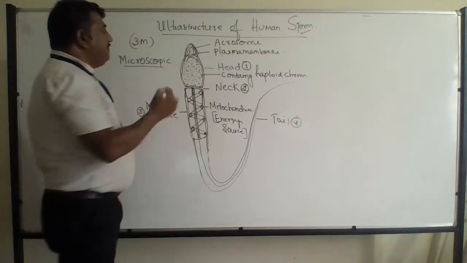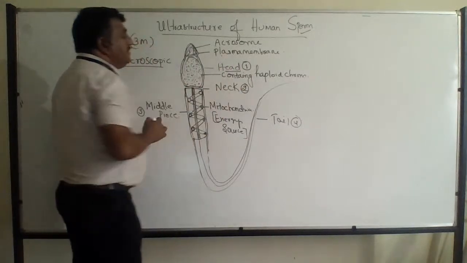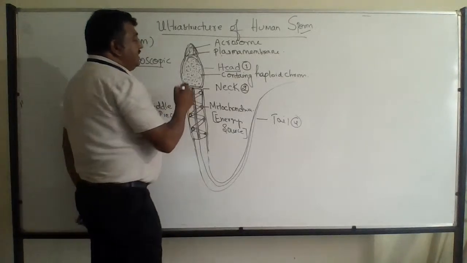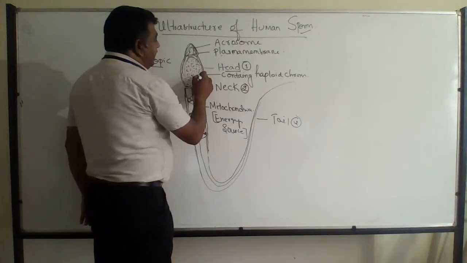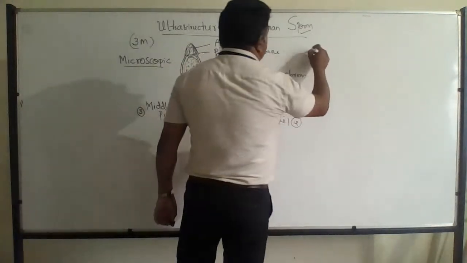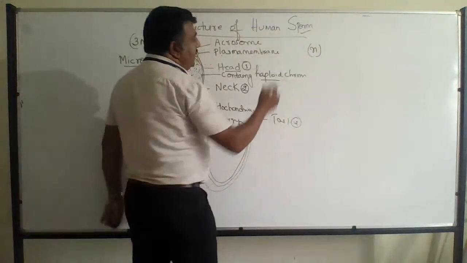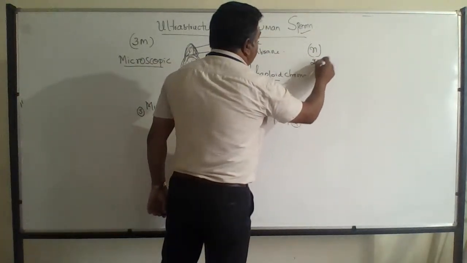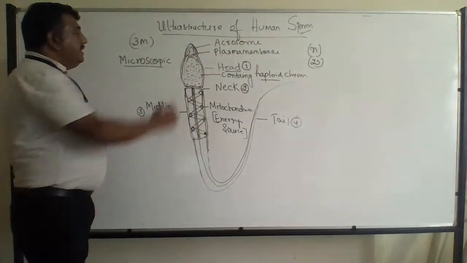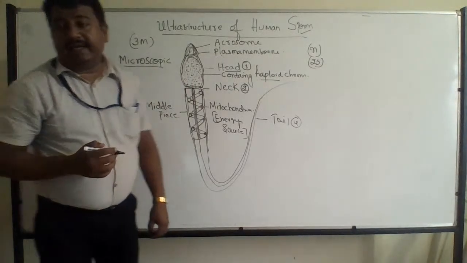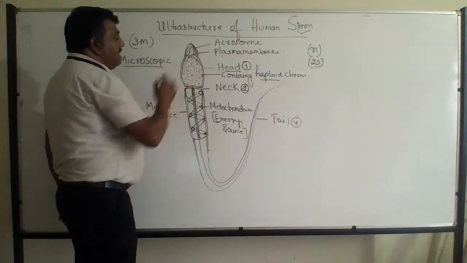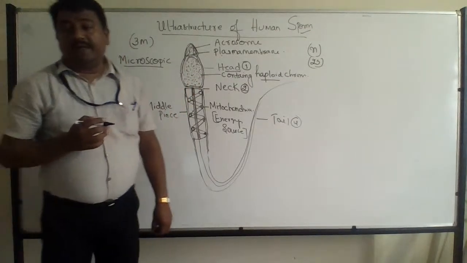The first part is what we call the sperm head. The sperm head contains an elongated haploid nucleus. We already studied in spermatogenesis that they are haploid, meaning n number of chromosomes, which is 23. Don't say 23 pairs, it is 23. The sperm head contains a haploid number of chromosomes, a haploid nucleus.